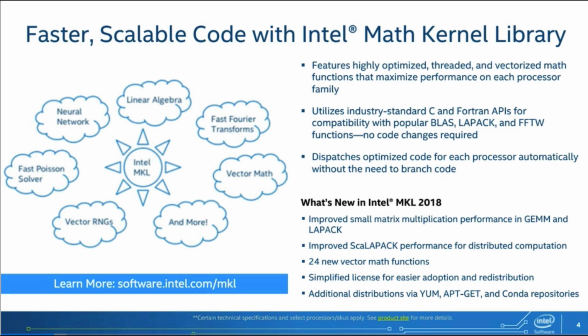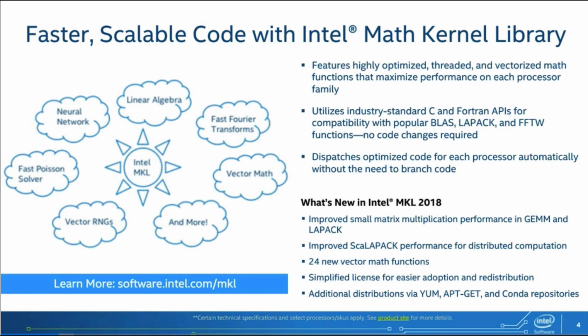It dispatches optimized code for each processor automatically without the need to branch code. So one call of the Math Kernel Library a few years from now, you can just swap out the dependency and it will contain optimizations for that processor line as well as ones around 10 years in the past. It has optimizations for that too.